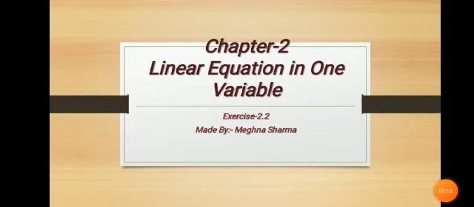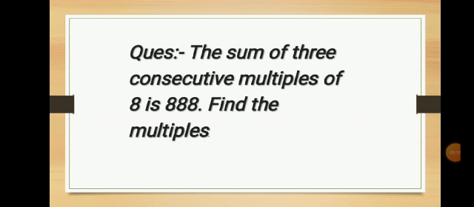Today we will do exercise 2.2, a few questions. First, the sum of three consecutive multiples of 8 is 888. Find the multiples. First, we have to understand the meaning of the sentence, what they are saying.